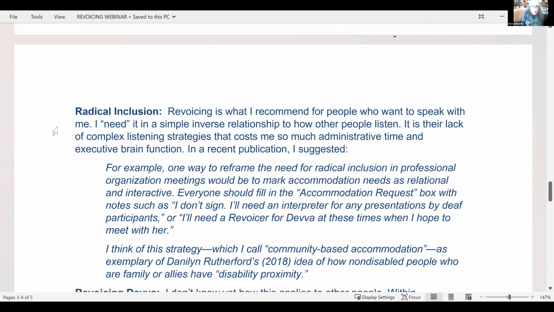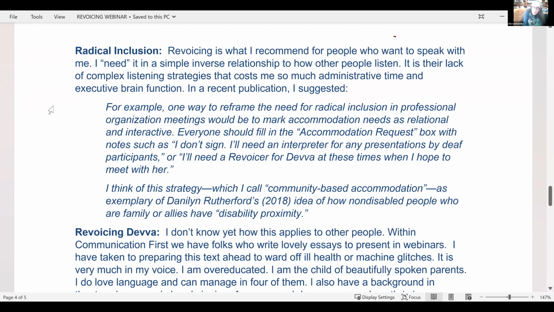Revoicing is what I recommend for people who want to speak with me. I, quote unquote, need it in a simple inverse relationship to how other people listen. It is their lack of complex listening strategies that costs me so much administrative time and executive brain function. In a recent publication, I suggested, for example, one way to reframe the need for radical inclusion in professional organization meetings would be to mark accommodation needs as relational and interactive.